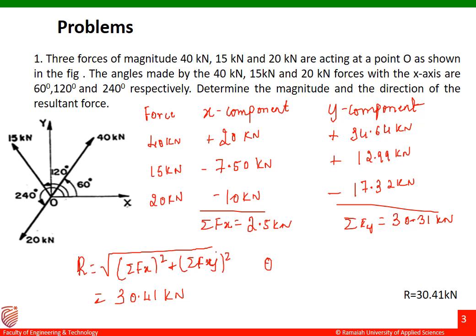Now I have to find the direction of my resultant force. That is tan inverse of summation Fy divided by summation Fx, that is 30.31 divided by 2.5. My angle is 85.32 degrees. This is the magnitude of the resultant and the direction of the resultant. This completes problem number one.